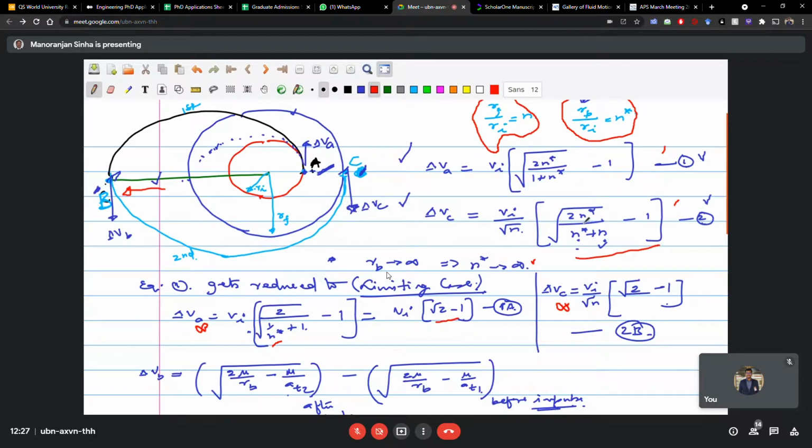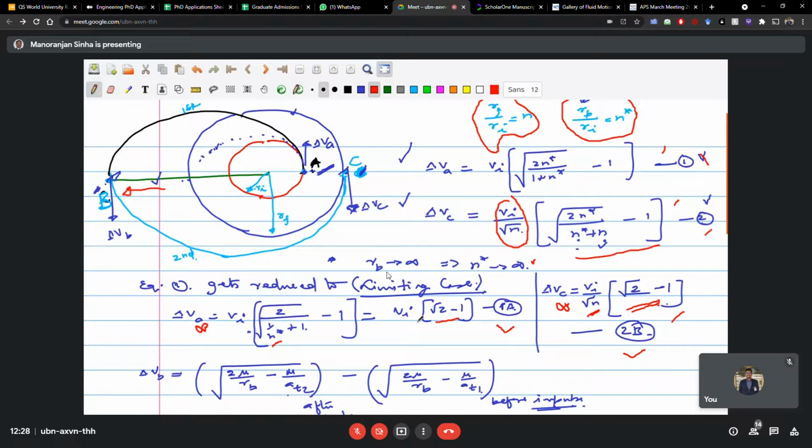Okay, similarly, N star tends to infinity here, this gives you root 2 minus 1. But here, because we have Vi divided by N under root, accordingly this part is appearing here. So this we have named as equation 1a and this as 2b, because this is coming from equation 1 and this one is coming from equation 2. Okay, so this was the limiting case for delta Va and delta Vb.